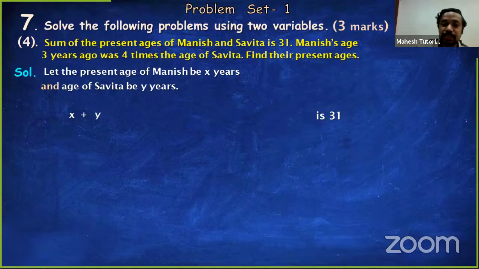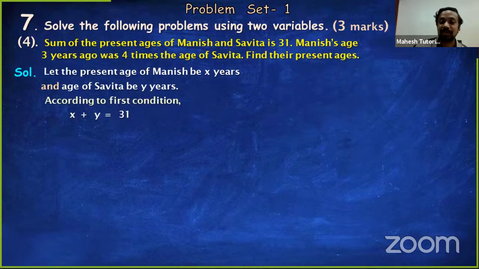And further the condition says is 31. Can you tell me, students, what does "is" stand for? Equal to. Perfect. Equal to 31. So as per the first condition, we get the first equation, students, that is x plus y equal to 31. Look at the equation, whether this equation is present in its basic form. Yes, because the alphabets are on the left hand side and the constant is on the right hand side. So we'll number this equation as equation number 1.